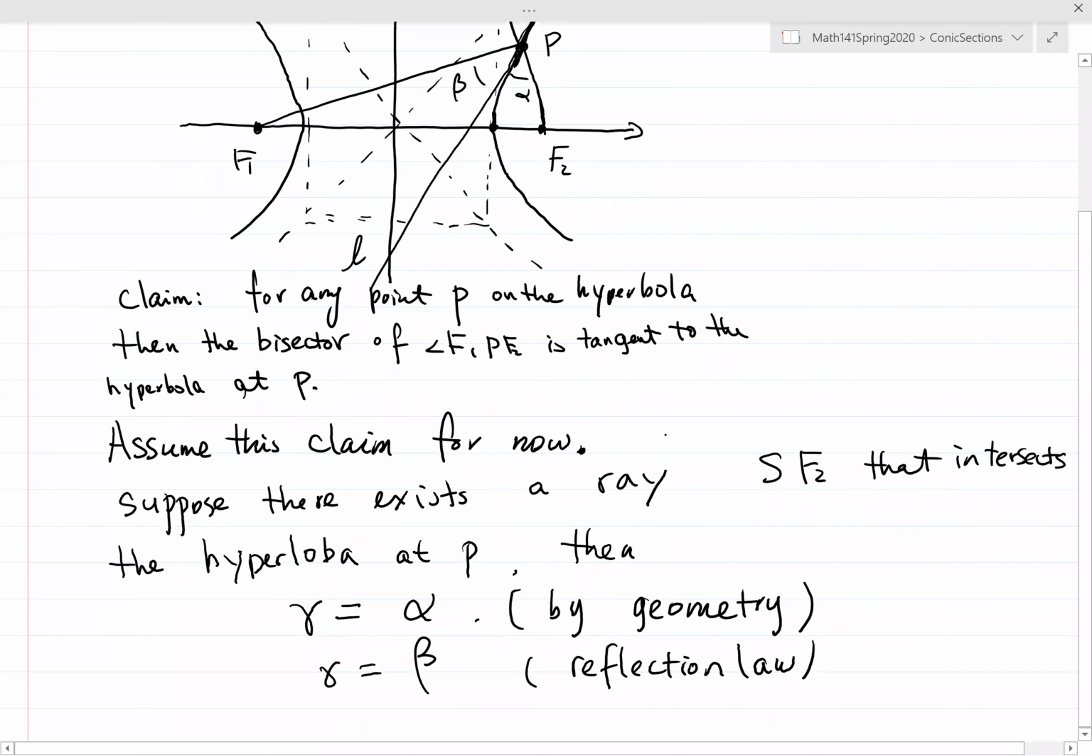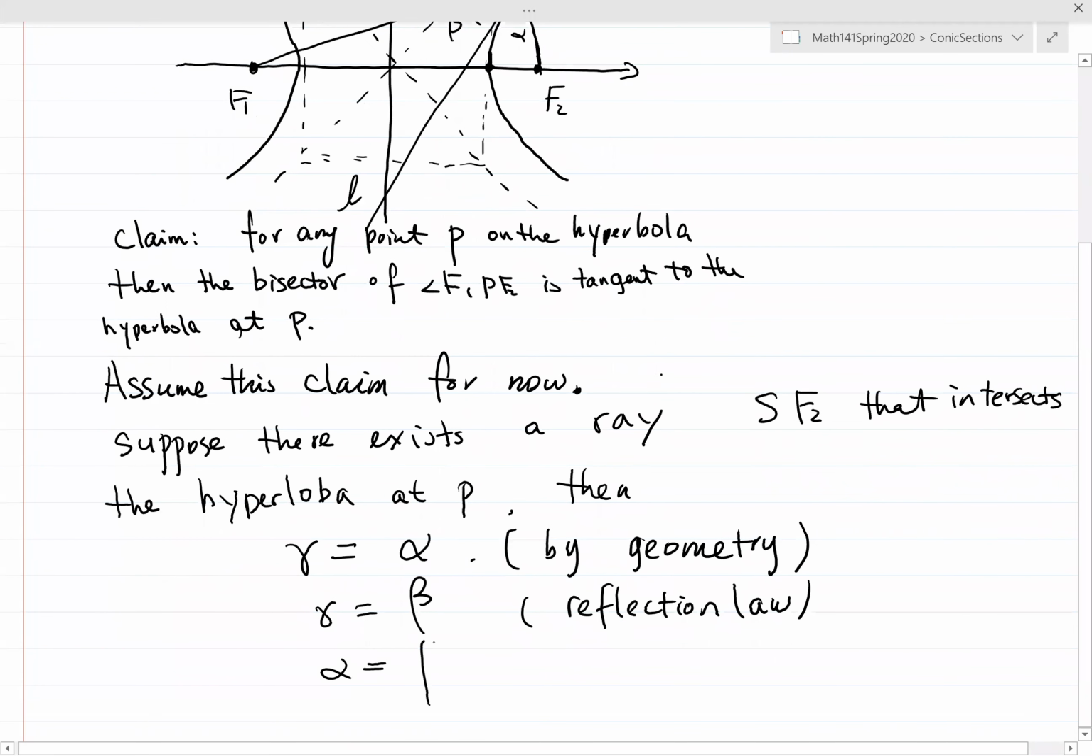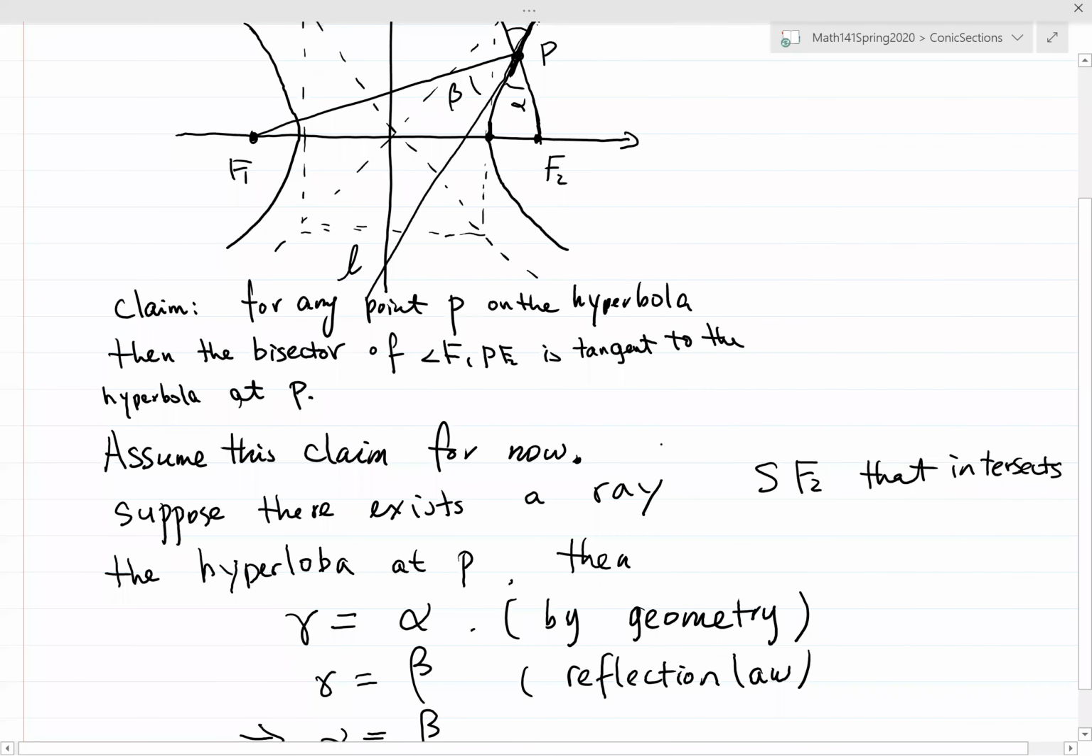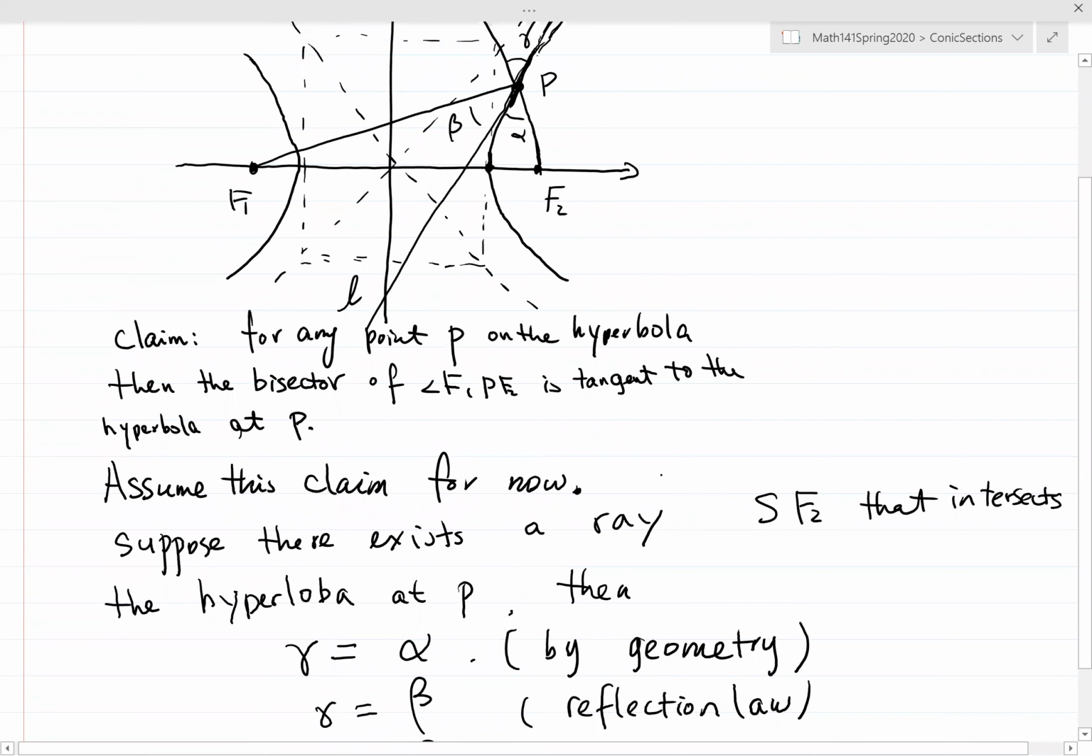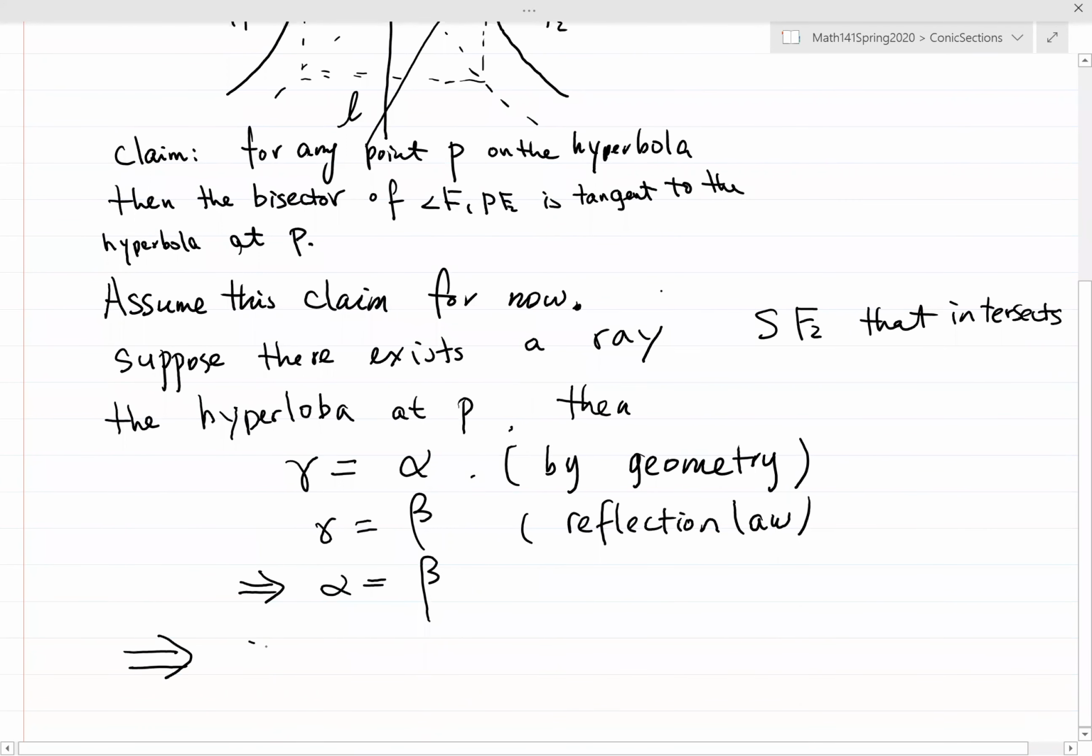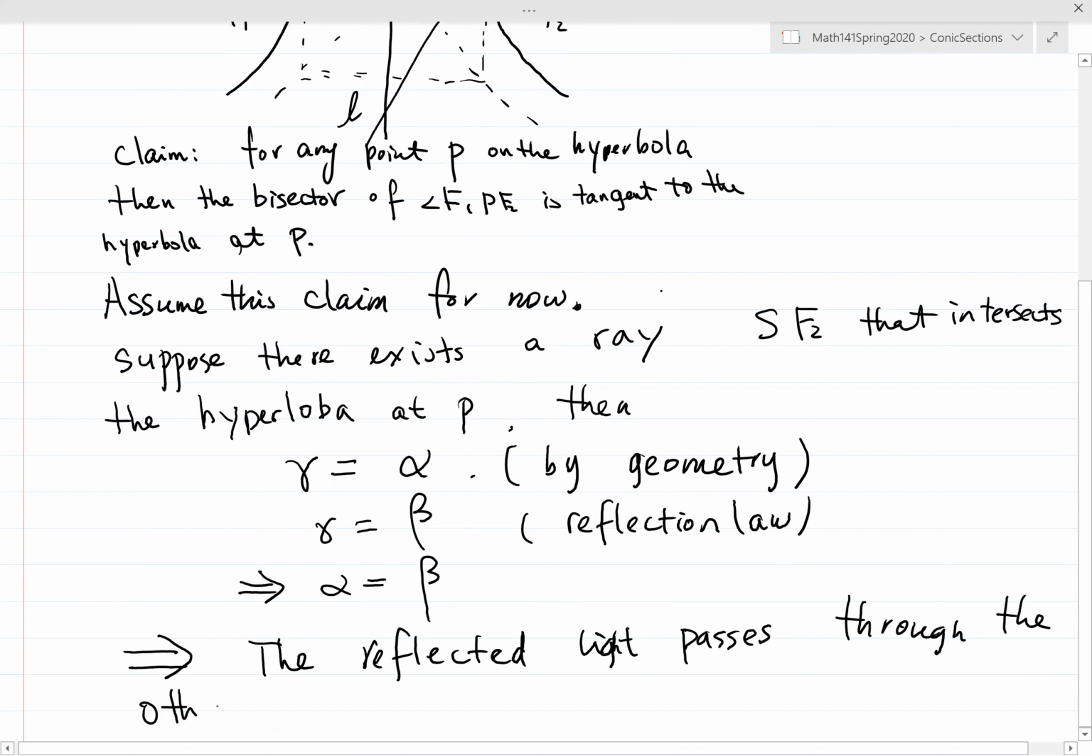So this implies alpha equals beta. So this tells us the reflected light should pass through the point F1, i.e. the reflected light passes through the other focus.